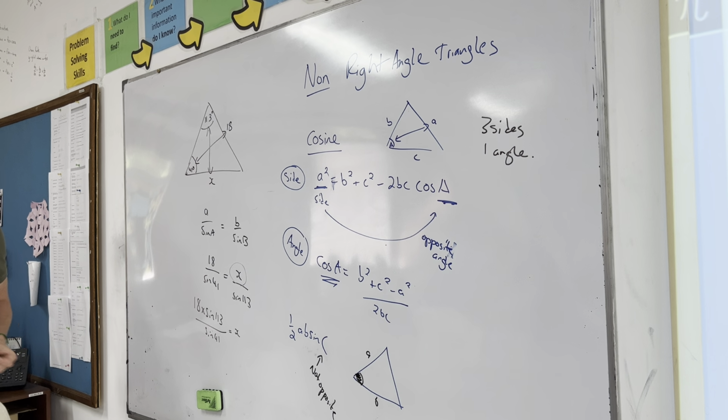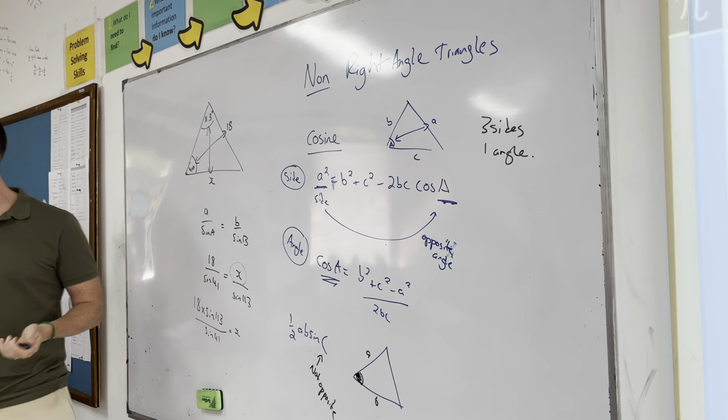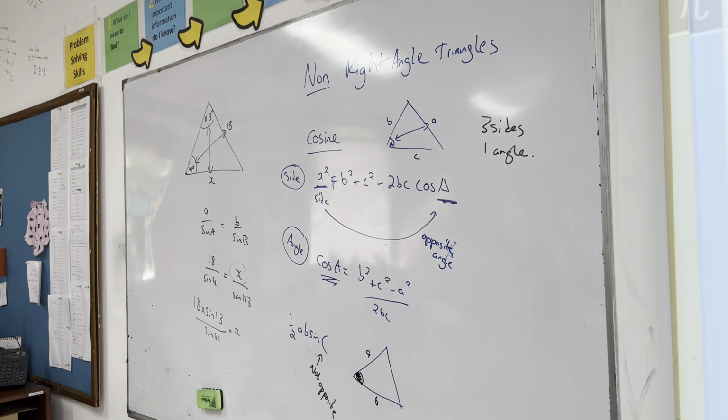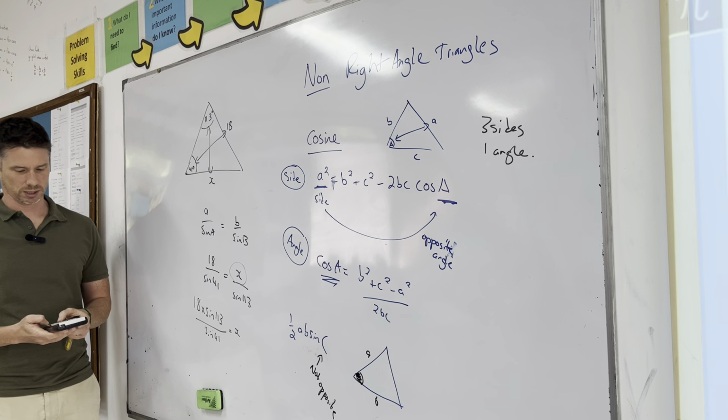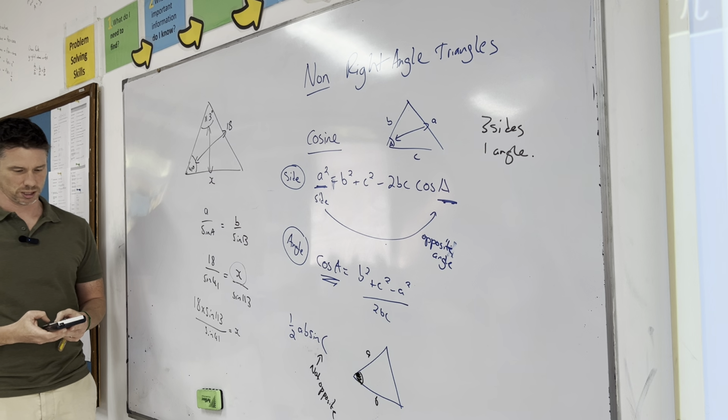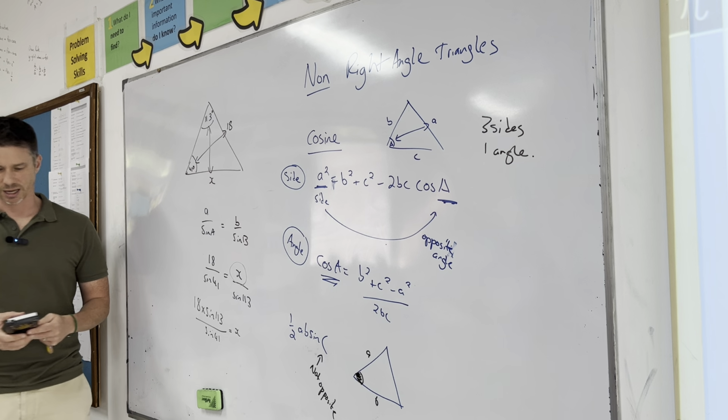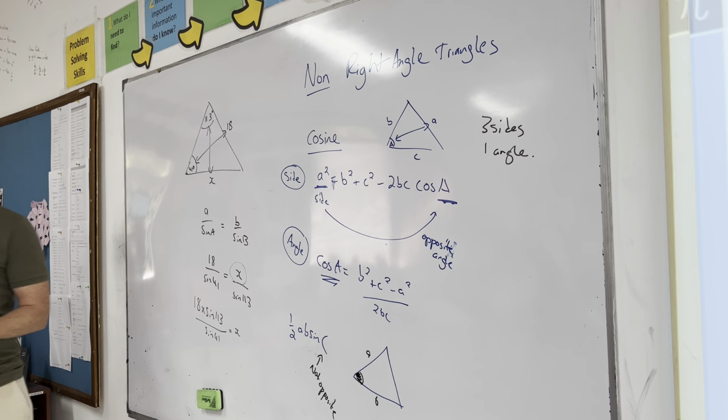And that, using my calculator, these will all be calculator questions, will give us the length of side x. And then we can have a little look to see. So we do 18 times sine 113, and then divide that by sine 41. And I get around 25, 25.3.